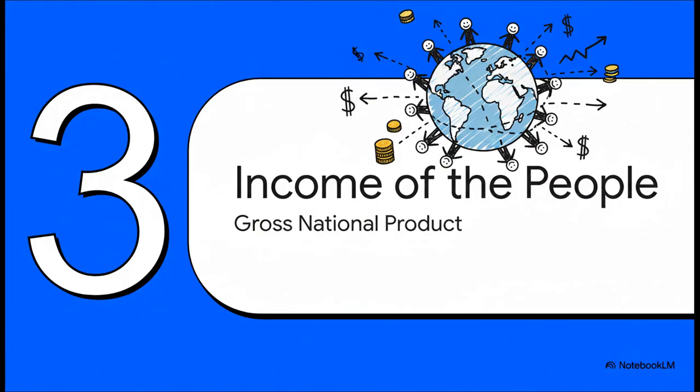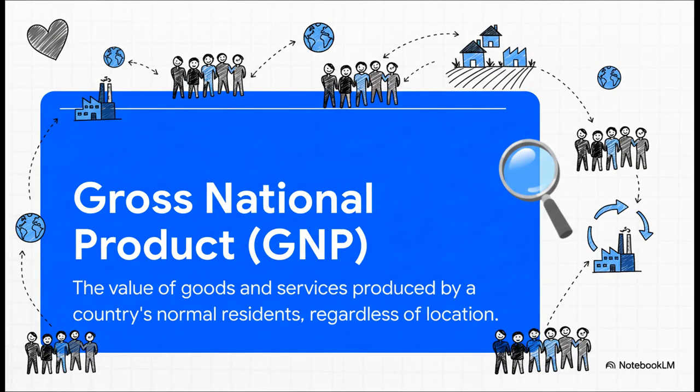But what if we wanted to look at it differently? What if we said, I don't care so much about where the money is made. I care about who is making it. Which citizens? Well, there's a number for that too. And that's where GNP comes in, gross national product. See the difference in the word? National. This one follows the people, the residents. It's all about everything produced by the normal residents of a country, no matter where they are in the world. So the focus shifts from geography to nationality.